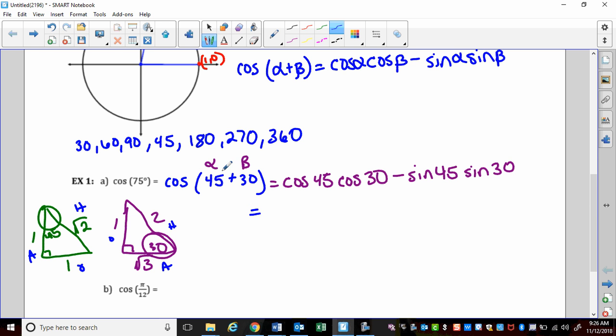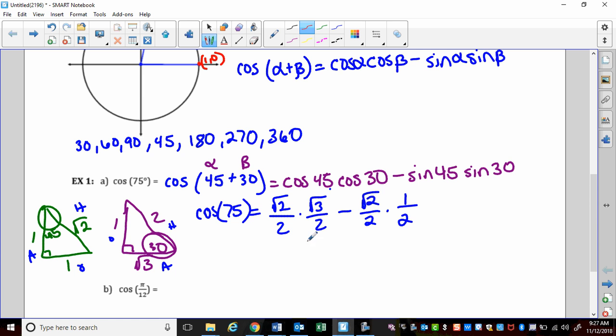So cosine of 45 plus 30, or cosine of 75 degrees, is cosine at 45. Well, I know at 45 cosine is 1 over square root of 2, and we don't write it like that. We always rationalize the denominator, so it's the square root of 2 over 2 times cosine at 30. Cosine at 30 is adjacent over hypotenuse, so that is the square root of 3 over 2, minus sine at 45. At 45 degrees, sine is 1 over square root of 2, or the square root of 2 over 2. And then sine at 30, sine is opposite over hypotenuse, which is 1 over 2.